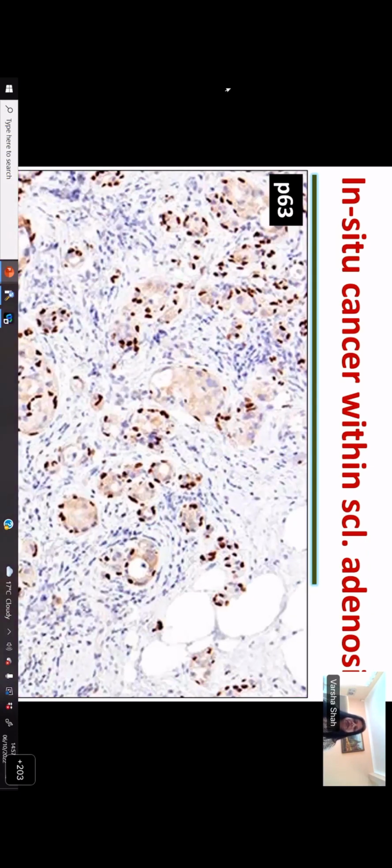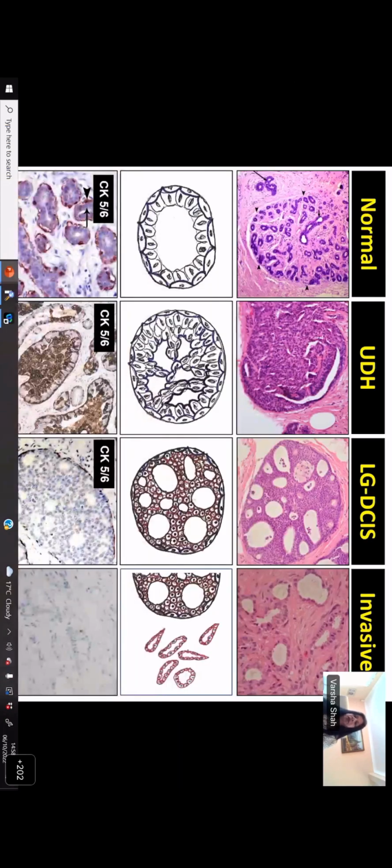But if you do a P63 stain or any other myoepithelial stain, I like the P63 stain mainly because it is a nuclear stain. It is much, much cleaner. You can use smooth muscle myosin heavy chain, you can use calponin. I don't like S100 because it's not very sensitive. So I prefer P63, but you can use other myoepithelial markers.